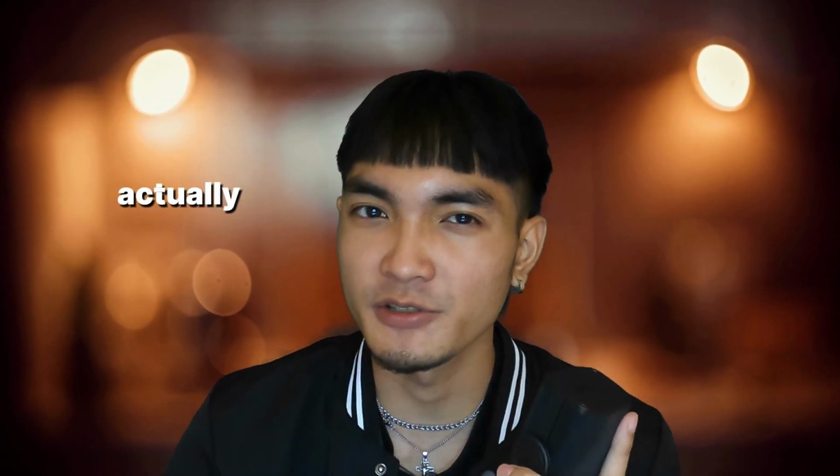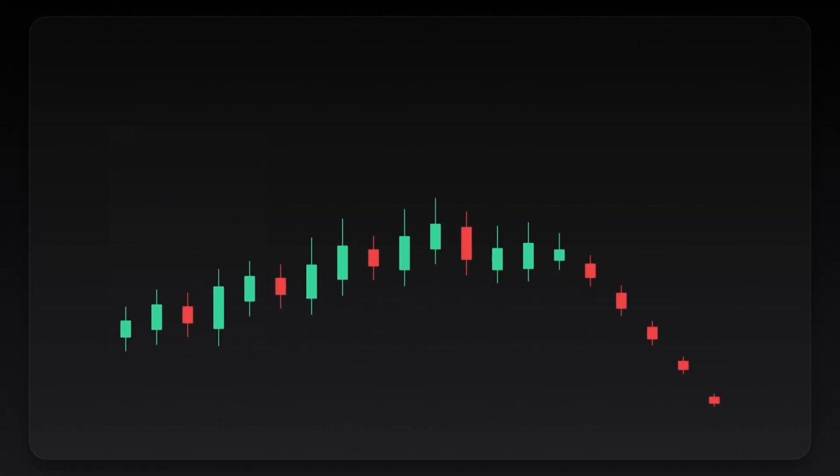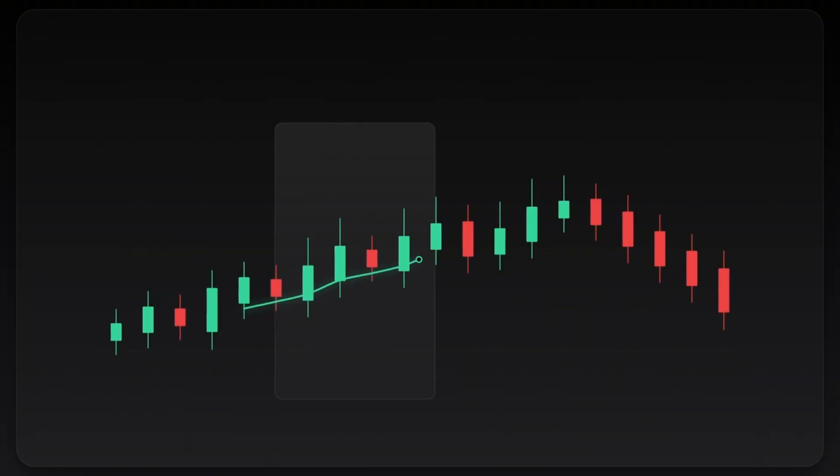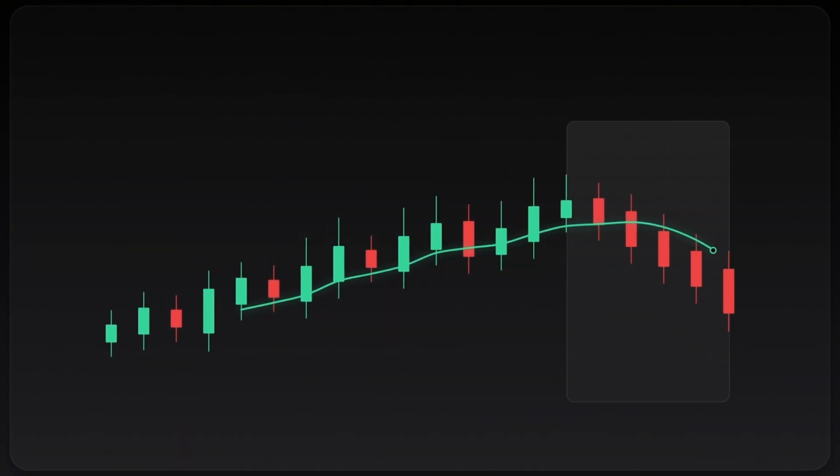So in this video, I'm gonna explain how moving averages actually work and help you understand what most beginners miss out on. So let's get right to it. So let's start with the basics. A moving average, put simply, is the average price over a selected number of candles. As new candles form, the calculation updates.